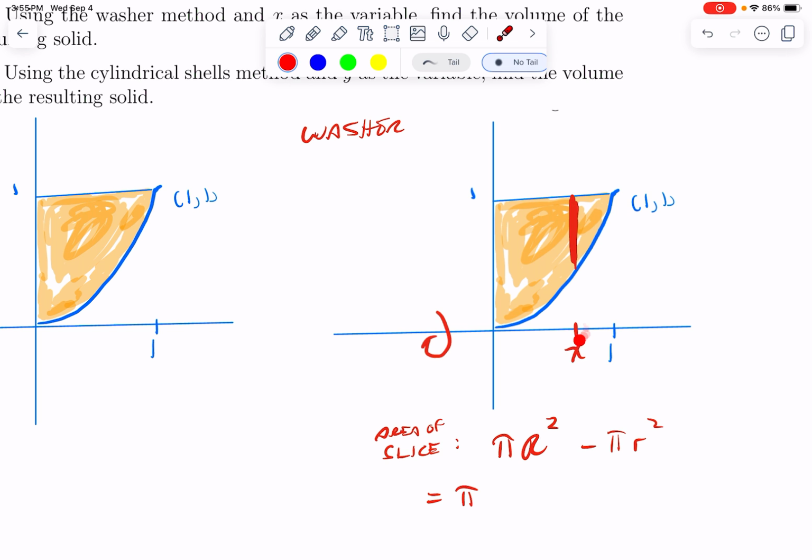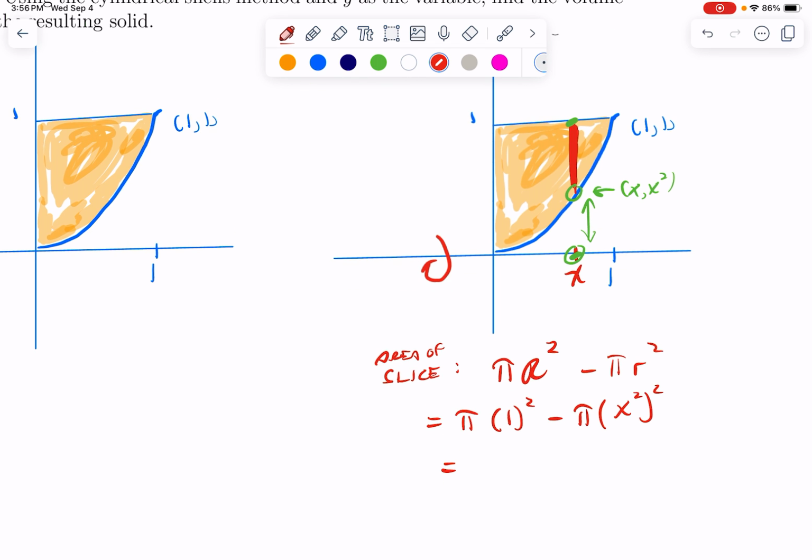This is getting spun around the x-axis. Here's a point on the x-axis. The distance between the center where we're spinning around and the outermost point, they're exactly 1 unit apart, always 1. So our big radius here is 1. And our small radius is the distance between the x-axis and that point here at x comma x squared. So that vertical distance is x squared. The inner radius is x squared. So here we would have x squared squared. So the area of each slice would be pi minus pi x to the 4th.